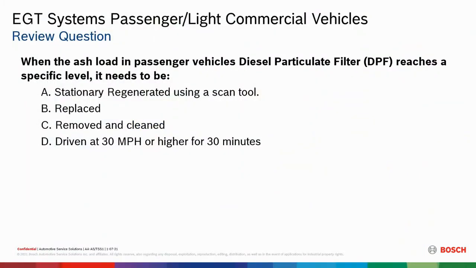When the ash load in the passenger vehicle's diesel particulate filter reaches a specific level, it needs to be, and there's 4 possible choices here. So I'm going to post that question up. And if you can vote on that, that'd be great. I see a few people have joined us here. I want to welcome everybody. Maybe a little bit late, but thanks for attending.